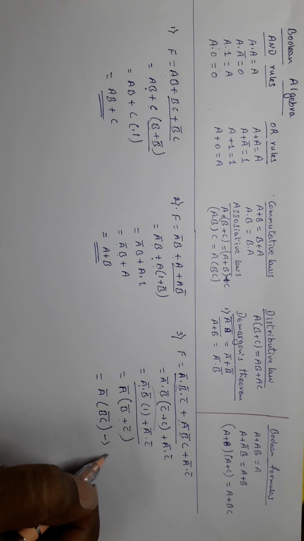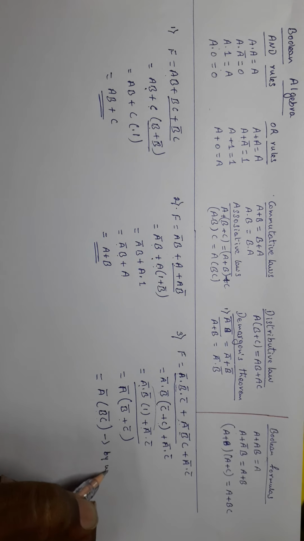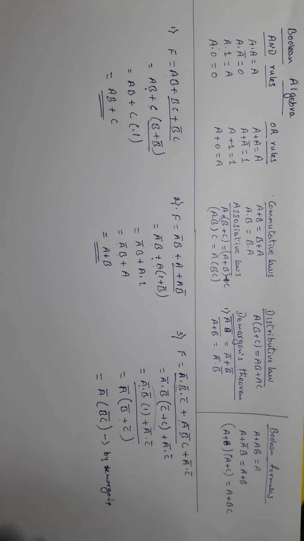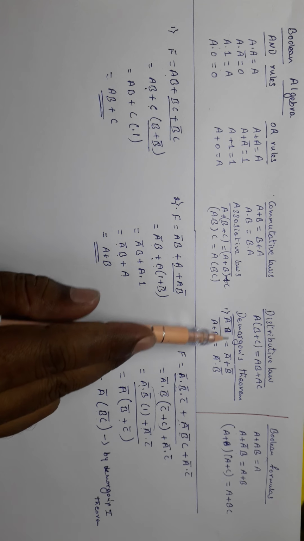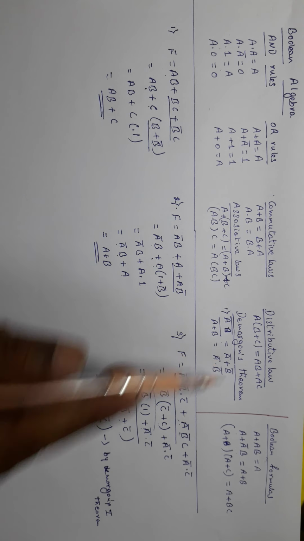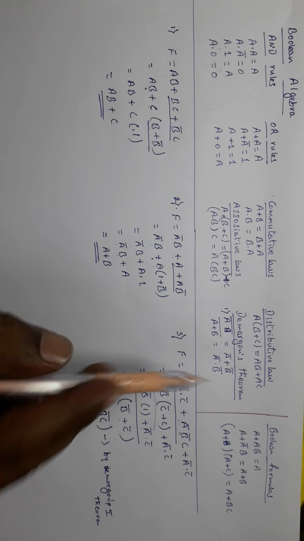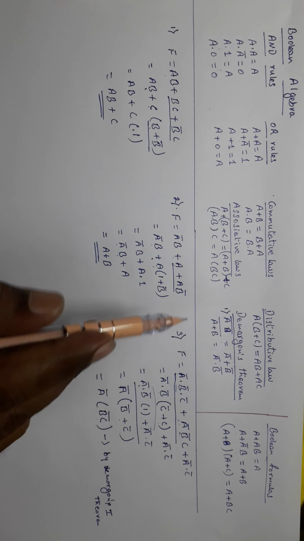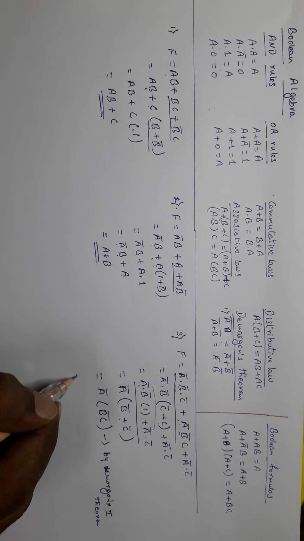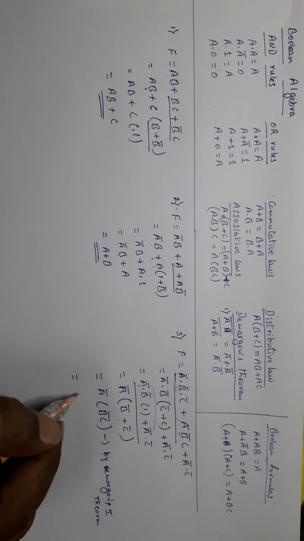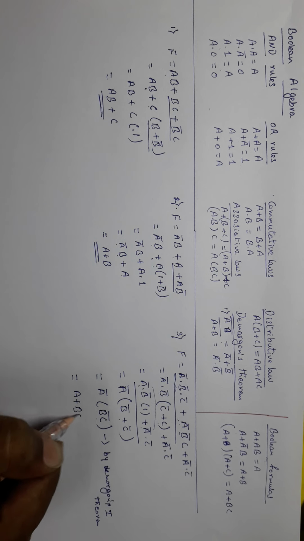That means by using De Morgan's first theorem. What is stated? (a into b) whole complement equals a complement + b complement. The same thing, b complement + c complement equals, we can write (bc) whole complement. And next, we will get a complement into (bc) whole complement.